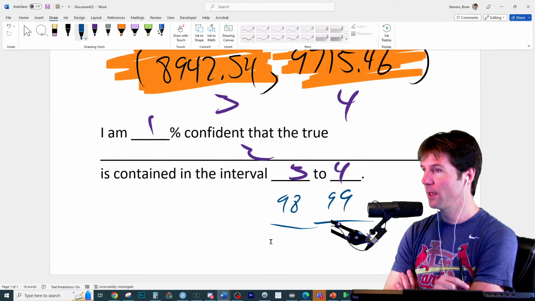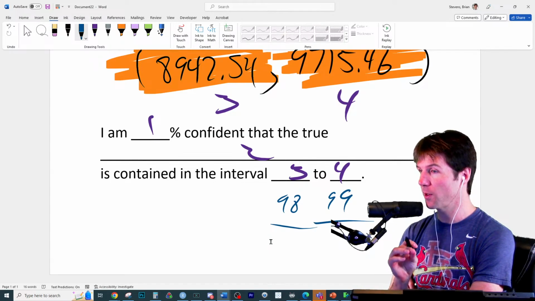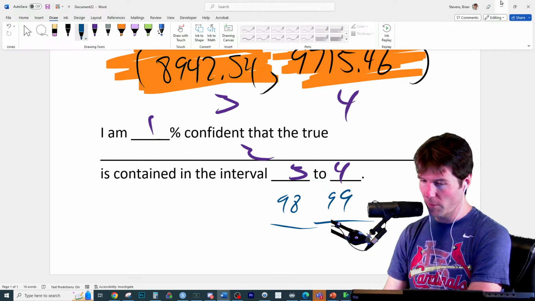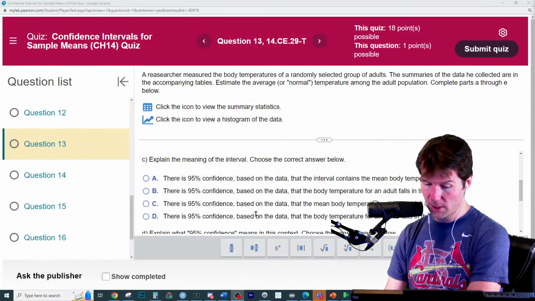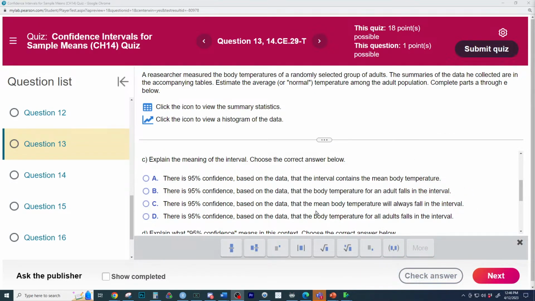So I am 90% confident that the true average body temperature of adults is contained in the interval, whatever interval we gave. So there is 90% confidence based on the interval, based on the data. Oh, you see, they're putting adults right here. I am 90% confident that the true adult, great job, Meredith, that's worth some 500 points.